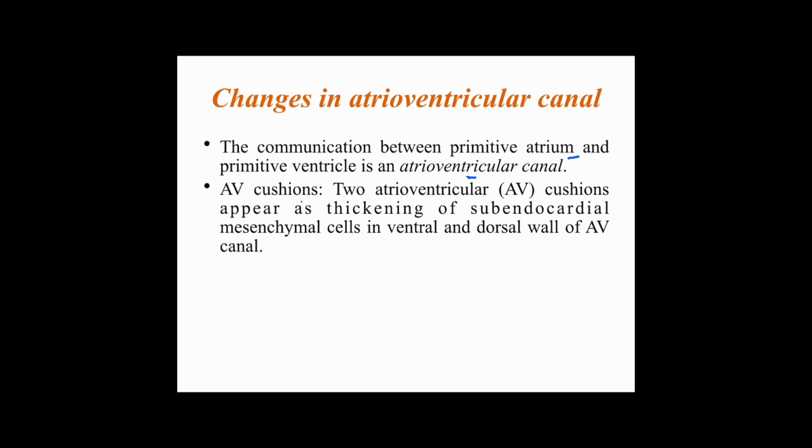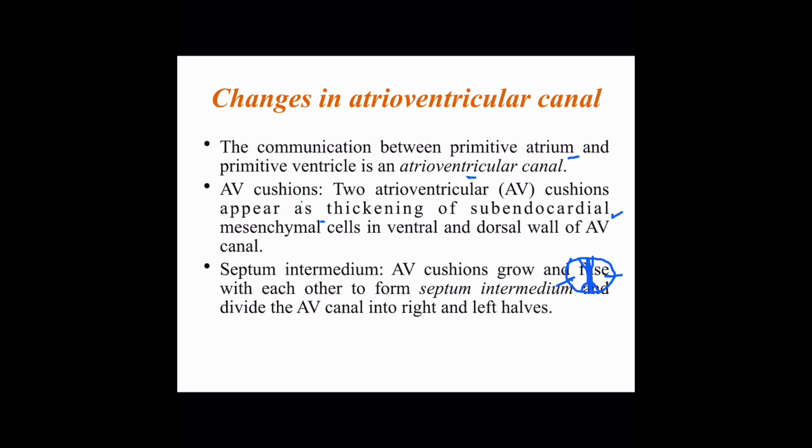To start with, it is very large, but as development proceeds, two septa arise from the ventral and the dorsal wall of AV cushion. Okay, and they fuse. Because of their fusion, an intermediate septum is formed. On each side of this septum, there is a gap. So just imagine this. This is the ventral wall, this is the dorsal wall, and this intermediate septum is formed. And there is a communication on the right and the left side. This is present in between atria and the ventricle. Okay, this is septum intermedius. This septum intermedius is important in development of ventricle.